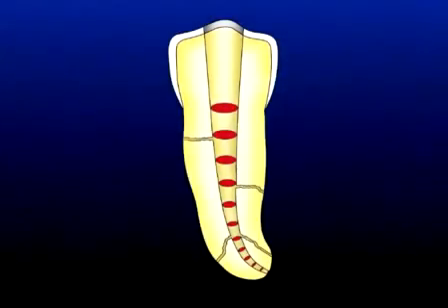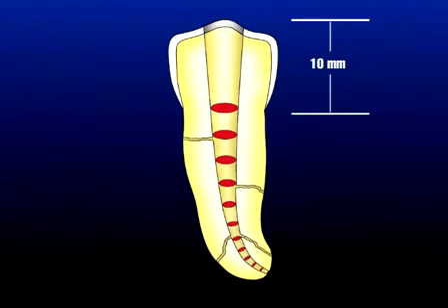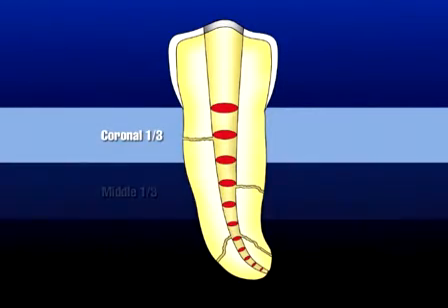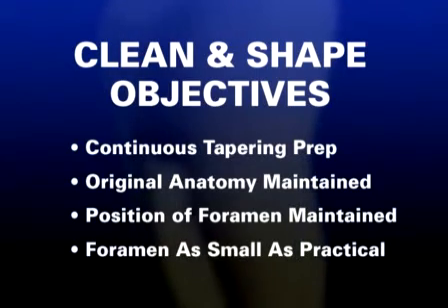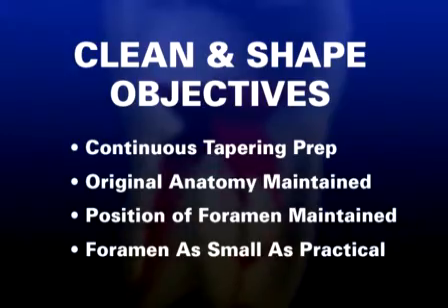Endodontic treatment can be simplified by dividing the entire procedure into a series of smaller steps. With exceptions, the vast majority of teeth range from 19 to 25 millimeters in length. Most clinical crowns are about 10 millimeters, and most roots range from 9 to 15 millimeters in length. If we divide the roots into coronal, middle, and apical 1/3, then each third is between 3 and 5 millimeters in length. Fulfilling the mechanical objectives of cleaning and shaping also achieves the biological objectives and promotes predictable success.